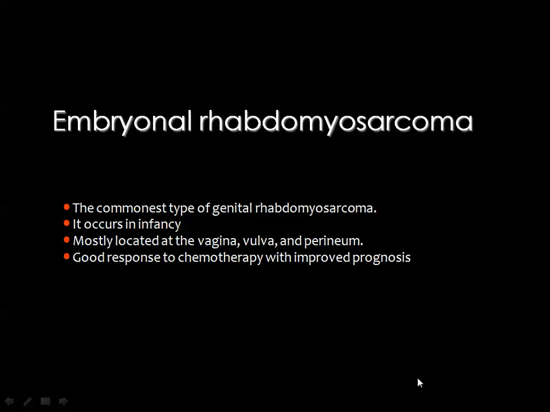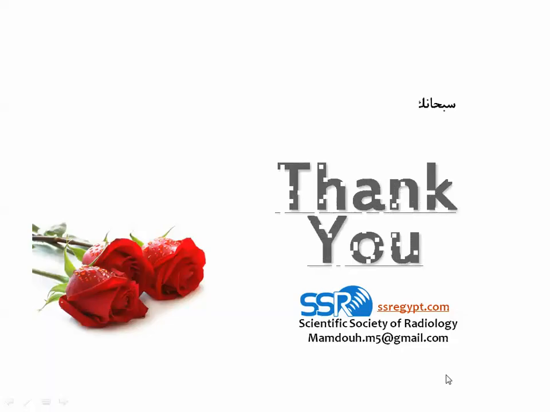Embryonal rhabdomyosarcoma is considered the commonest type of genital rhabdomyosarcoma, and it presents mainly in infancy by a huge mass located in the vagina and the vulva and the perineum. It is easily differentiated from sacrococcygeal teratoma, since the teratoma has its diagnostic landmarks, and this rhabdomyosarcoma has a good response to chemotherapy with better prognosis.